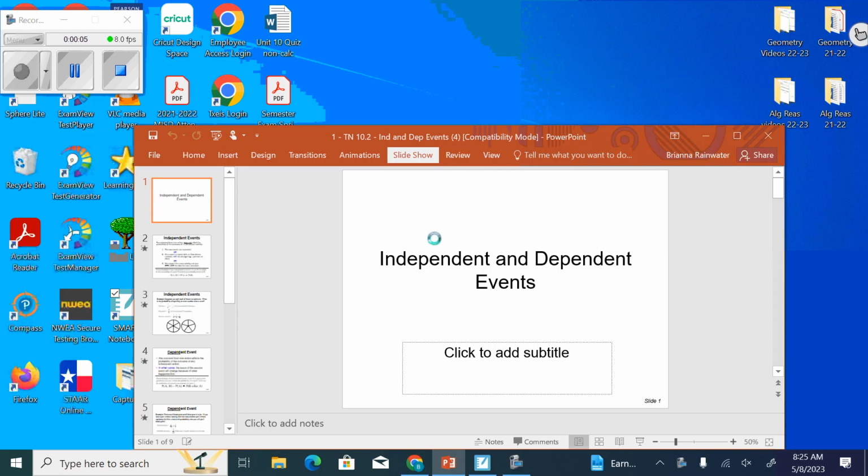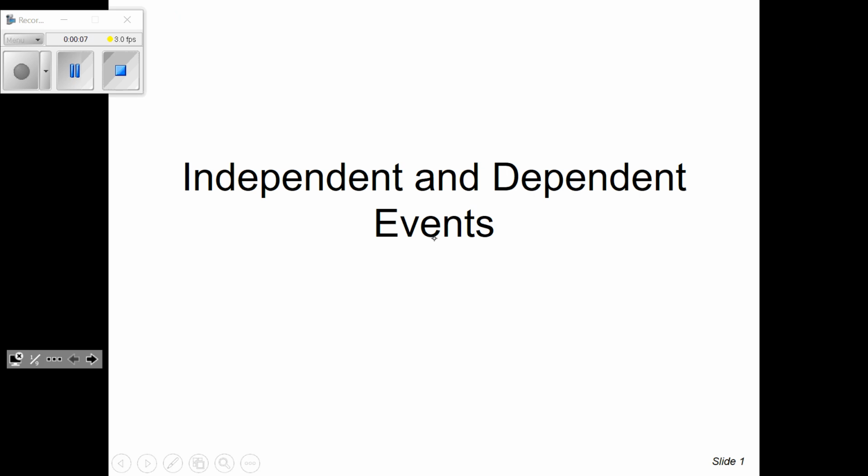All right, so today we're going to start talking about independent and dependent events. So far we've been talking about geometric probability, where we said this was some desired region over some total region, whether that was a shaded portion or a piece of some given figure. Today we're going to be talking about independent and dependent events.